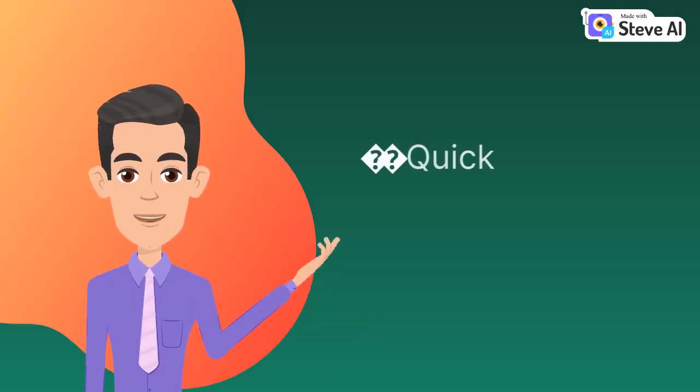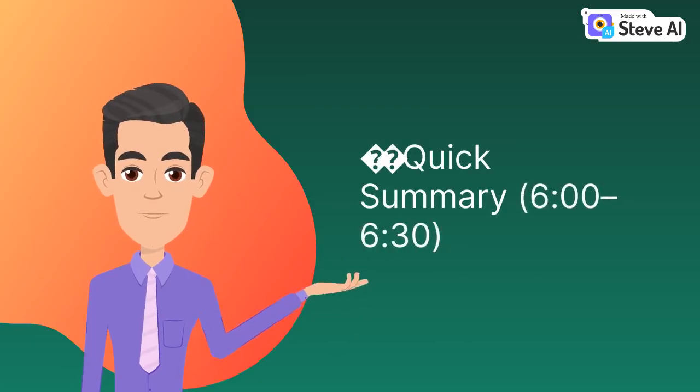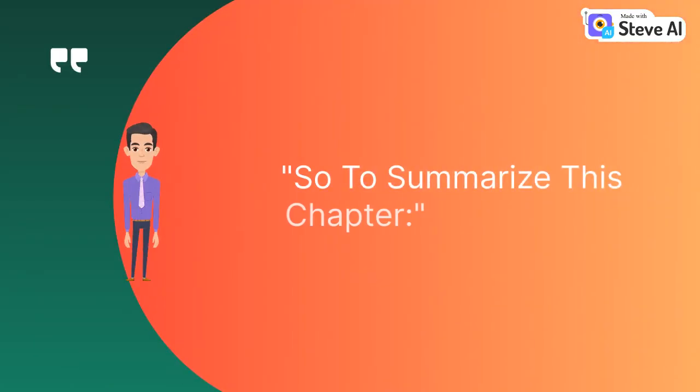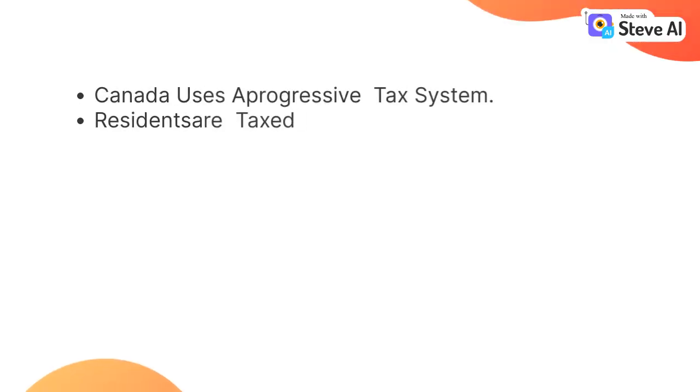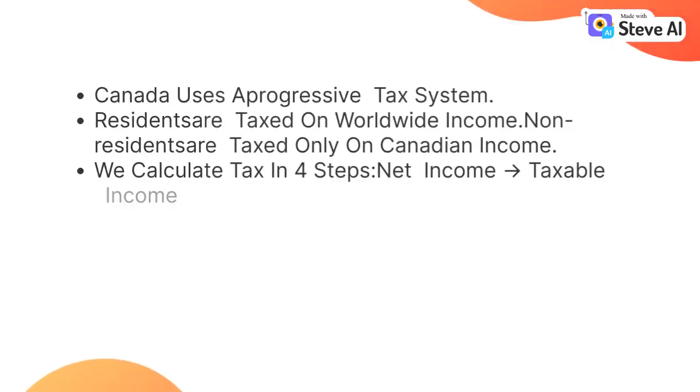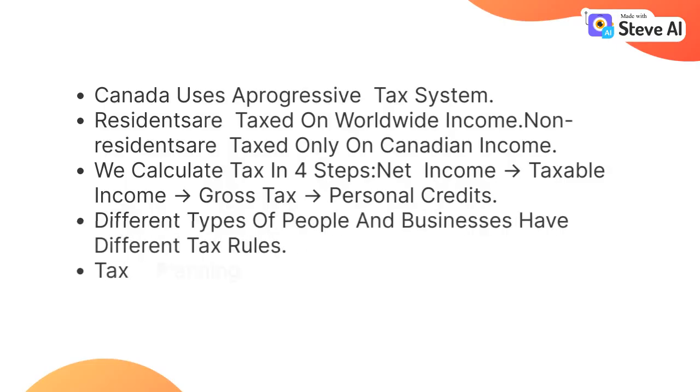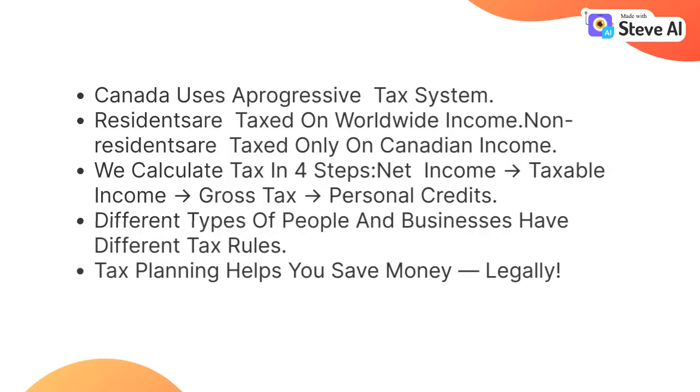Quick summary. So to summarize this chapter, Canada uses a progressive tax system. Residents are taxed on worldwide income. Non-residents are taxed only on Canadian income. We calculate tax in 4 steps: net income, taxable income, gross tax, personal credits. Different types of people and businesses have different tax rules. Tax planning helps you save money, legally.